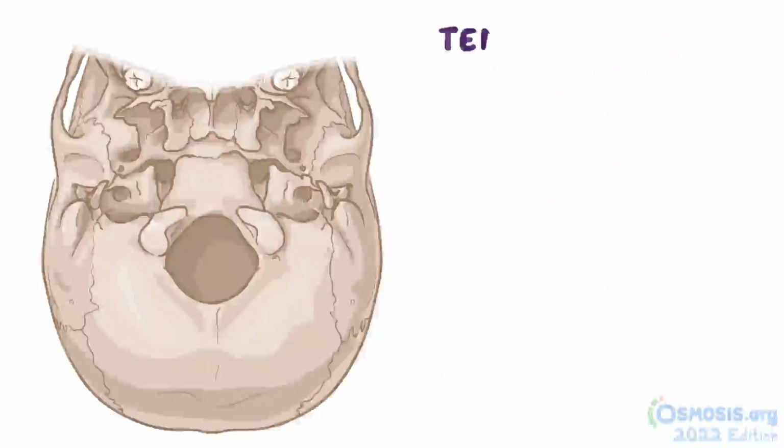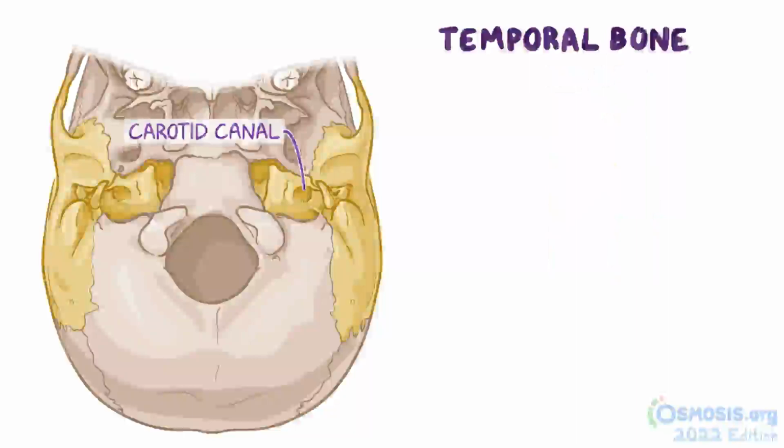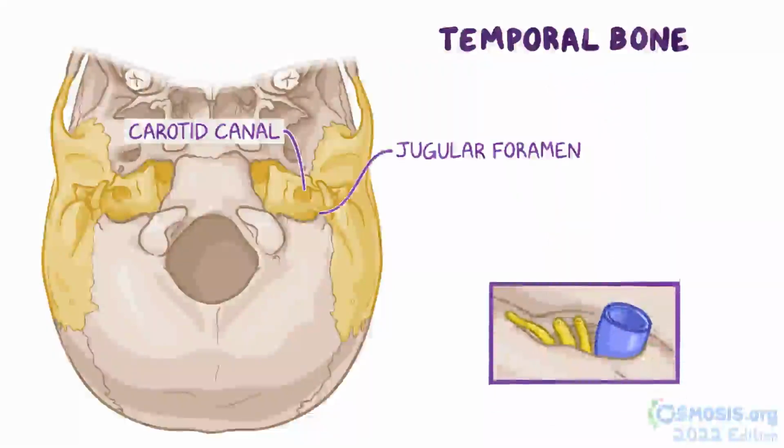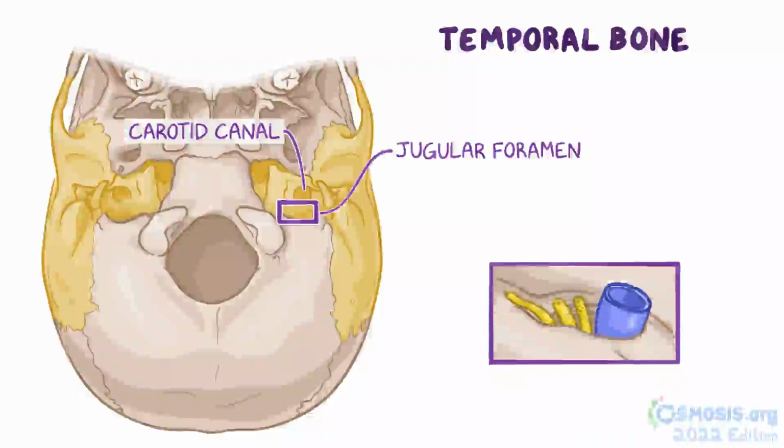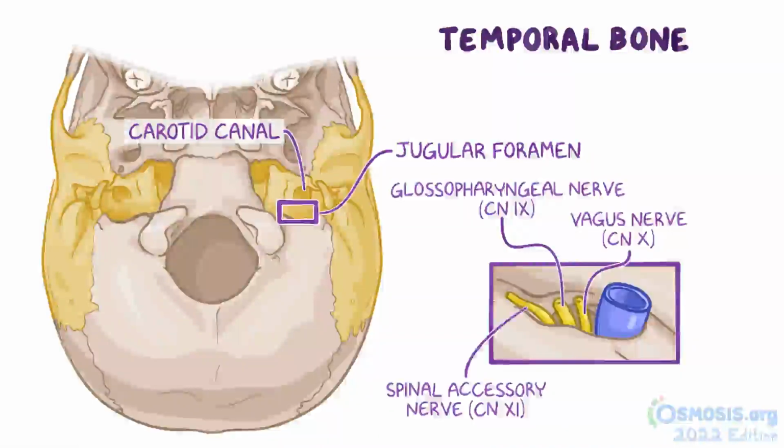In regards to the temporal bone, within the petrous part there's the carotid canal, through which the internal carotid artery passes. Behind the carotid canal, there's the jugular foramen, formed by the petrous part of the temporal bone anteriorly and the occipital bone posteriorly. It is famous for allowing the passage of the cranial nerves 9, 10, and 11, and where the internal jugular vein emerges from the cranium as the continuation of the sigmoid sinus.